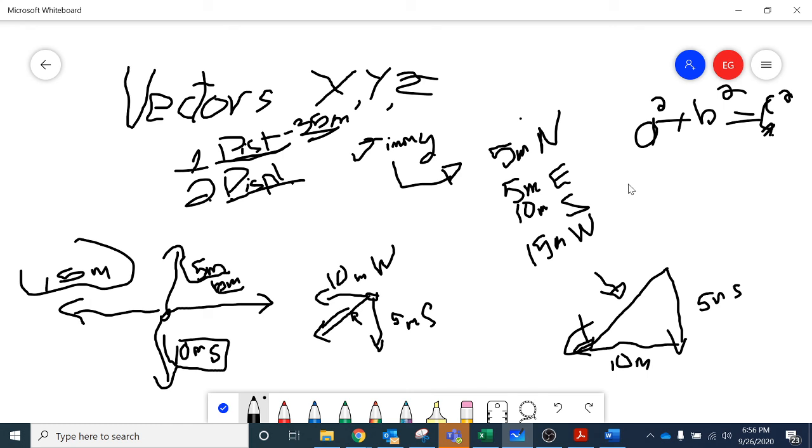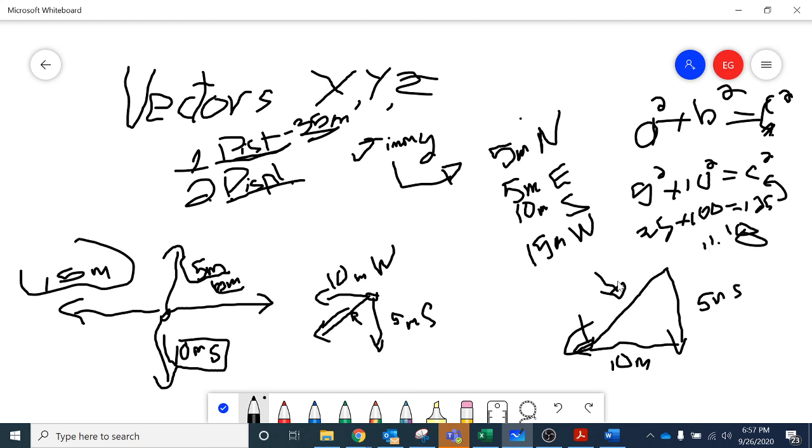And so what that looks like is going to be 5 squared plus 10 squared is going to equal our c squared. 5 squared is 25 plus 10 squared is 100. So that's going to equal 125. And since that's equal to c squared, we have to take the square root of 125. Pulling out my calculator here, the square root of 125 is going to be 11.18. So Jimmy here is going 11.18 miles southwest. Southwest, because we need direction for our displacement.